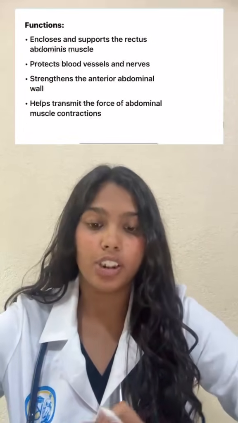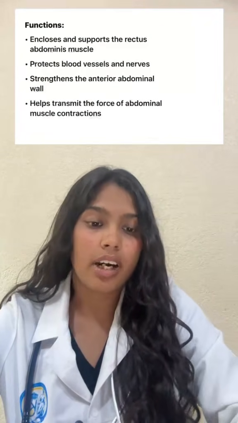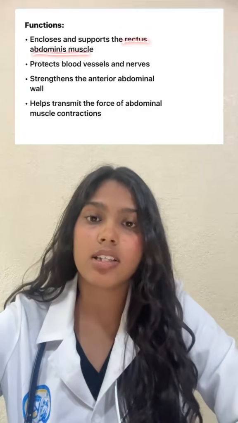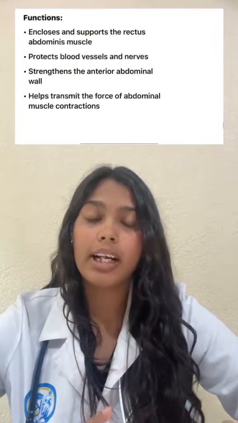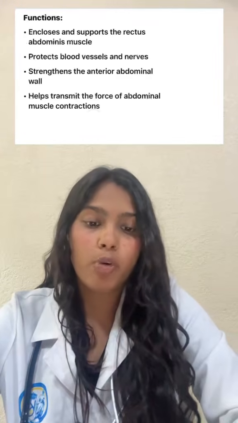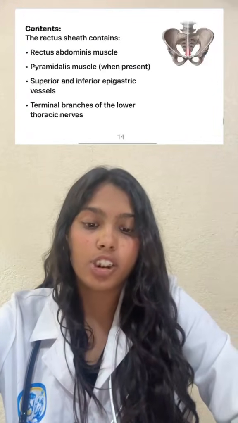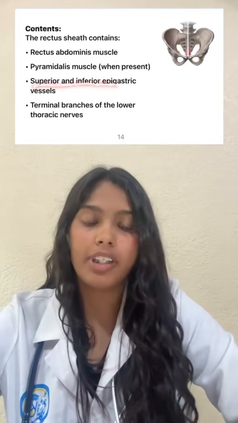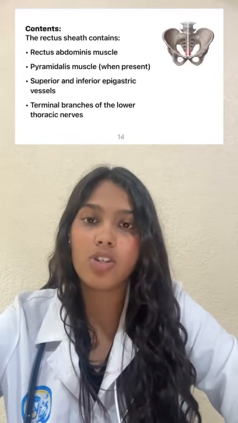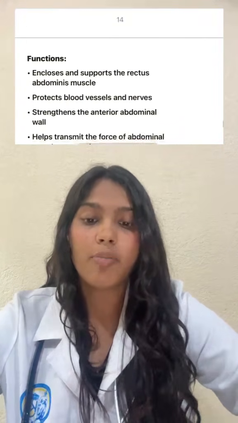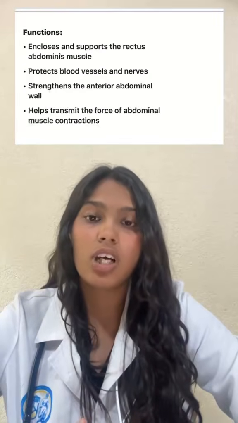The functions of the rectus sheath: it encloses and supports the rectus abdominis muscle, that is, it assists with the functioning of the muscle. It helps the muscle function efficiently. It protects the blood vessels and the nerves. As we have seen in the contents earlier, the rectus sheath contains superior and inferior epigastric vessels and also the terminal branches of the lower thoracic nerves. It makes a protective layer and reduces the chance of injury.